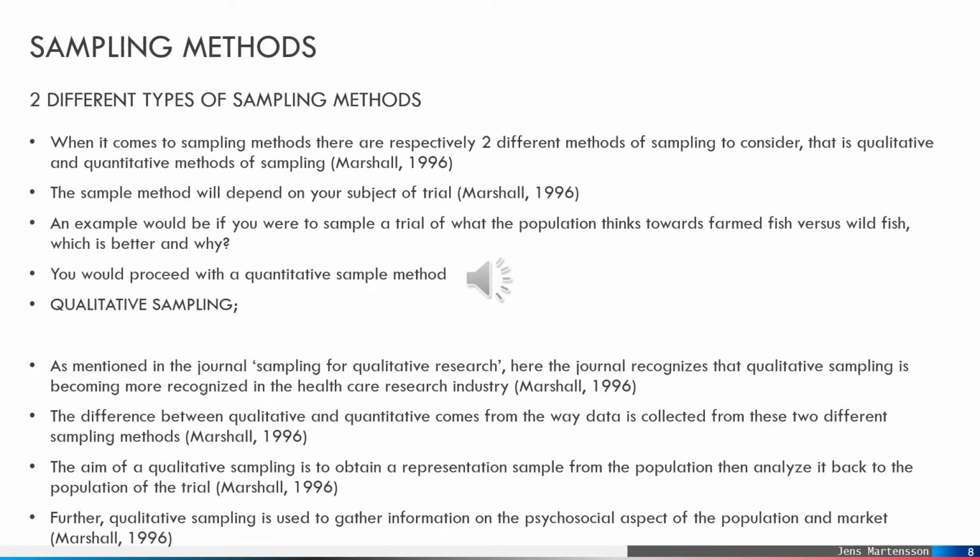Now, qualitative sampling, as mentioned in the journal Sampling for Qualitative Research. Here the journal recognizes that qualitative sampling is becoming more recognized in the healthcare research industry. The difference between qualitative and quantitative comes from the way data is collected from these two different sampling methods. The aim of a qualitative sampling is to obtain a representative sample from the population, then analyze it back to the population of trial. Further, qualitative sampling is used to gather information on the psychosocial aspect of the population and market.